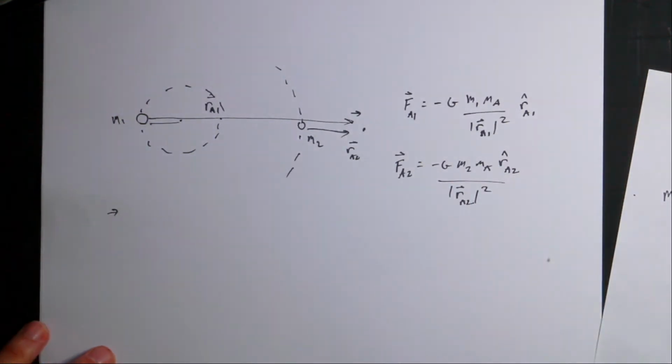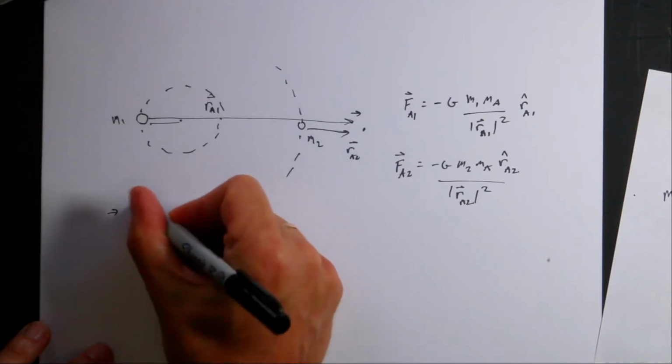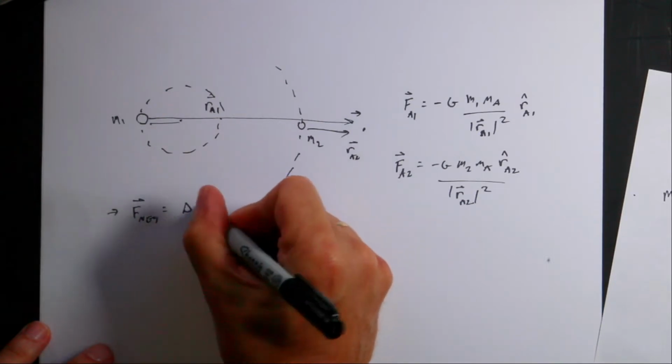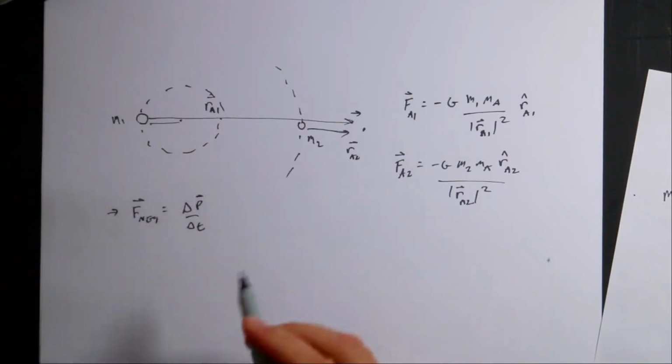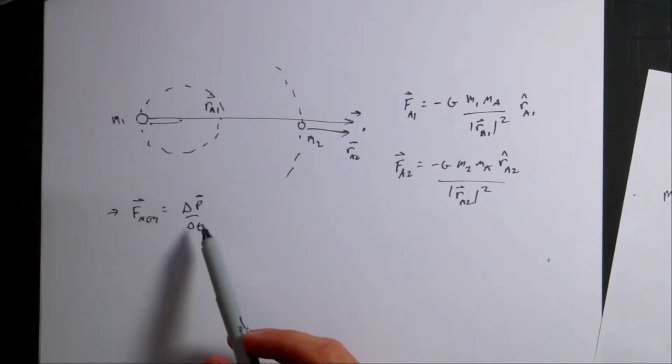And that's the net force. Now what do I do with the net force? Once I have the net force, I can say F net equals delta P over delta T. This is the momentum principle. This says that the net force on an object changes its momentum.